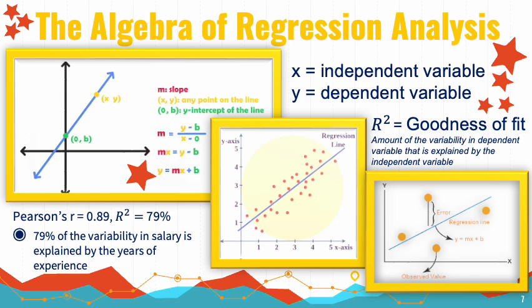At some point in the past, you probably all learned the slope-intercept equation of a line, which is the formula y equals mx plus b. In this equation, m is the slope of the line, and b is where the line intercepts the y-axis. If you recall from the previous slides, x is our independent variable, and y is our dependent variable. This equation underlies all of regression analysis.